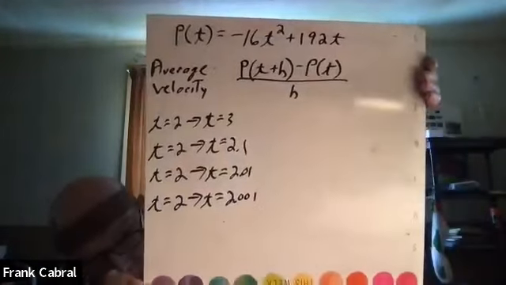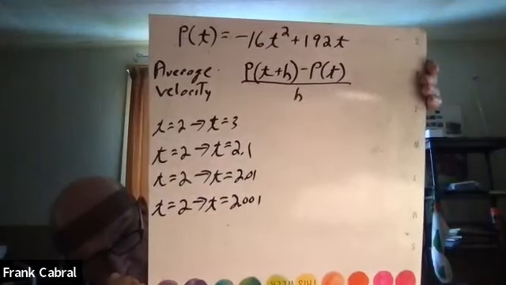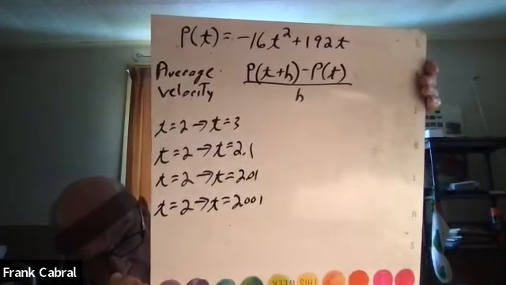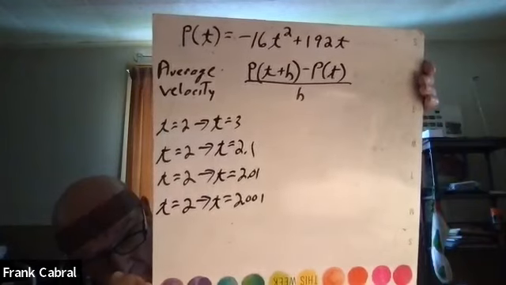So what this means is, and I'll show you this in a second, I'll try to make this as close to a lecture as possible, that for the first interval from 2 to 3, h is 1 second. From 2 to 2.1, h is 1/10 of a second. From 2 to 2.01, h is 100th of a second, and so on and so forth. To come up with these numbers to calculate the average velocity, you're going to rely on your calculator.